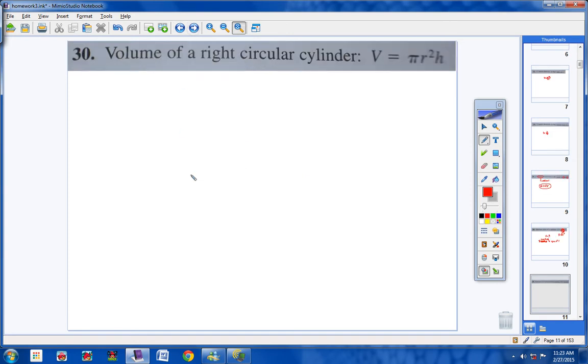Let's try another one. On number 30, pi is a number. Got it? R is not a number. H is not a number. Pi is. So pi would be your k. And then you have two unknowns. Now, notice I have all direct variation. Okay? There's no k up top like this anywhere. So remember what I told you guys. Whenever you have direct variation with more than one variable, we call that joint proportion. So you would say v varies jointly with the square of r and h.